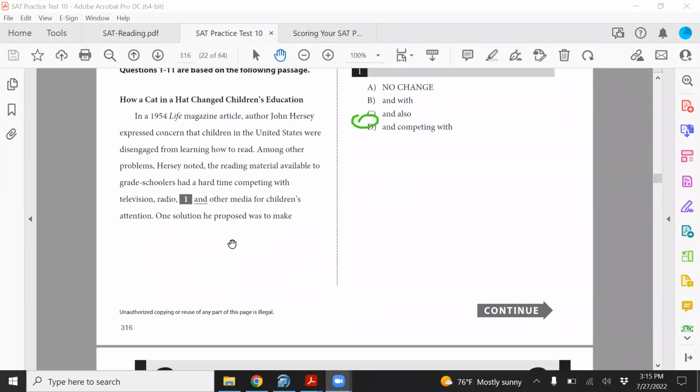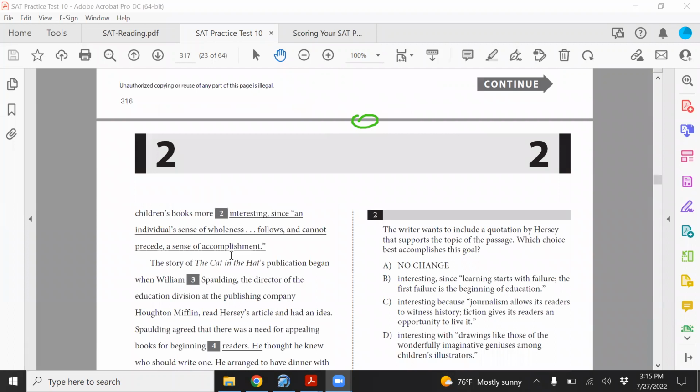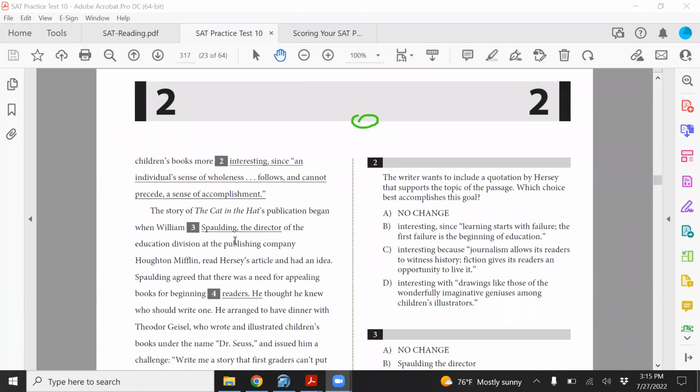And then if I keep going, one solution proposed was to make children's books more interesting, since an individual sense of wholeness follows and cannot precede a sense of accomplishment. So the writer wants to include a quotation by Hersey that supports the topic of the paragraph, which choice best accomplishes this goal?